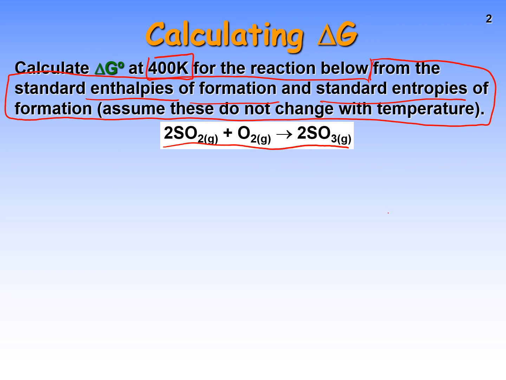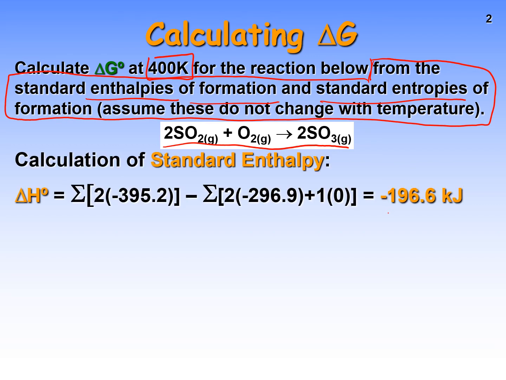Because we're at 400, this means I can't use that equation we just used on the previous slide because that one only works at 298 Kelvin. So I need to look up the standard entropies and standard enthalpies for SO2, O2, and SO3 and calculate each one individually, right? So again, products minus reactants, but this time for delta H. I know this is my product, and I have 2 of them, and I can look up that value, negative 395.2 times 2, because of this 2 here in the reaction. That's the only product.